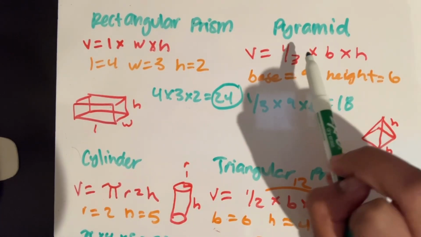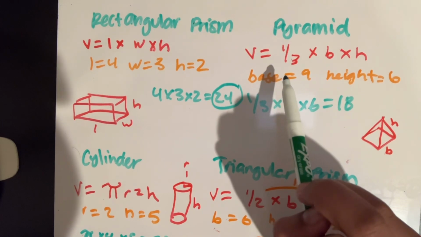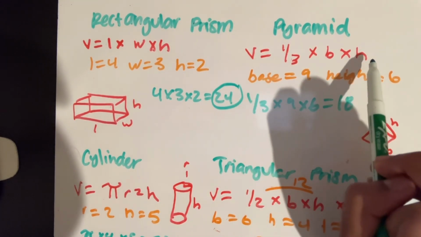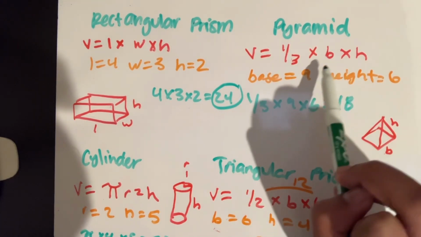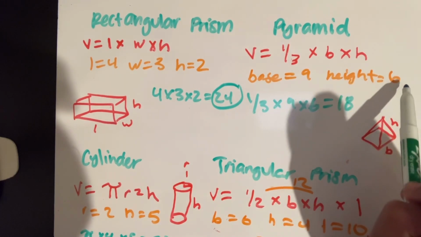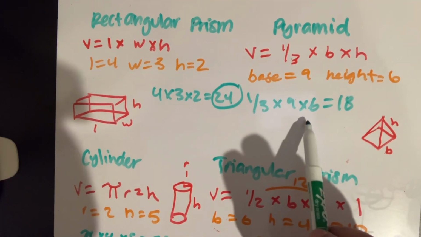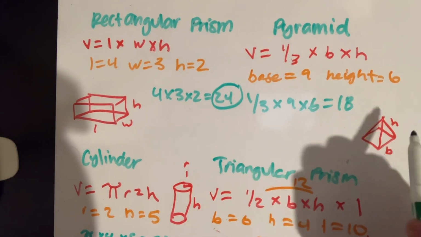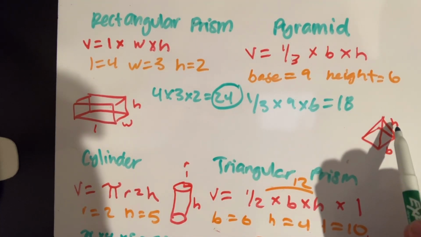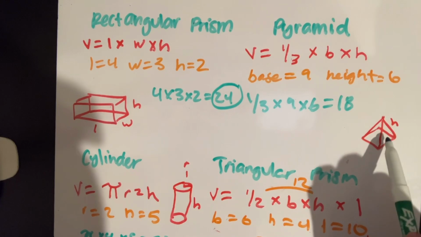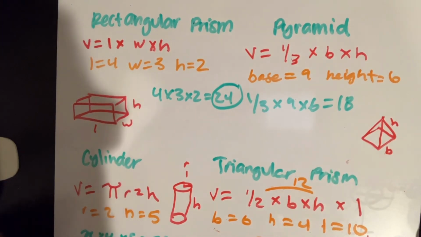On a pyramid, the formula for volume is 1/3 times B times H. If the base was 9 and the height was 6, you do 1/3 times 9 times 6 to get 18. On a pyramid, the height is shown like this, and the base is the bottom of the pyramid.